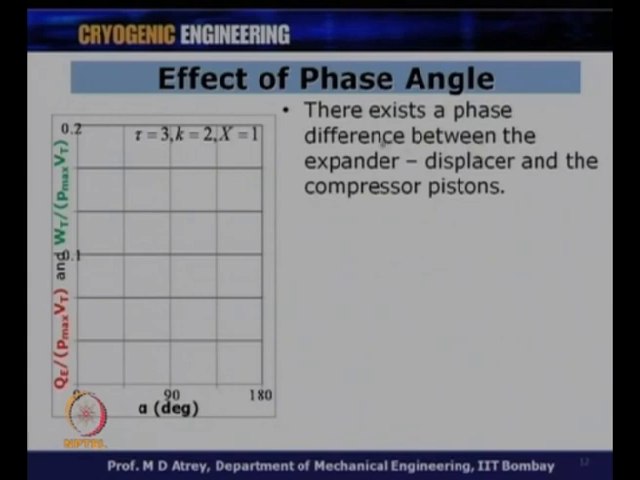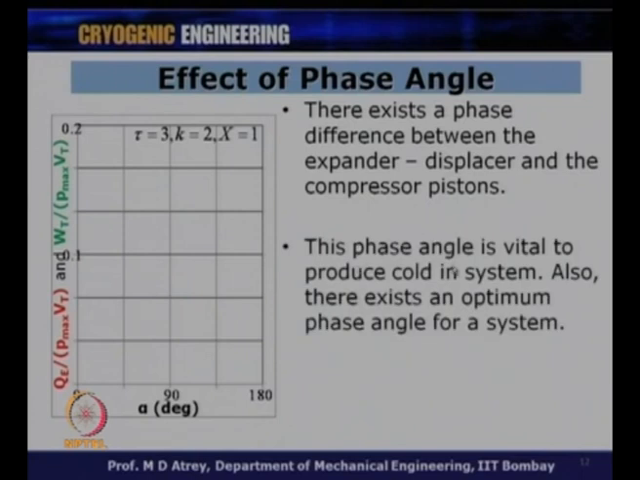So, there exists a phase difference between the expander displacer and the compressor piston. This could be an expander piston also if it is working as a piston and not as a displacer. This phase angle is vital to produce cold in the system. Also, there exists an optimum phase angle for a system. For example, if the phase angle is 0, you will not get any cooling effect. This is very important. There has to be some phase angle, and this phase angle has to be an optimum phase angle basically.